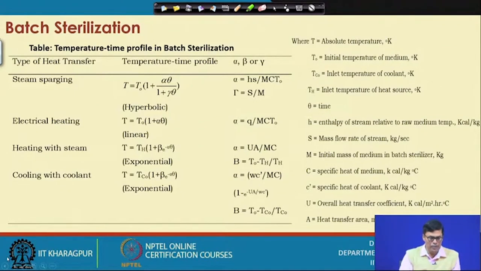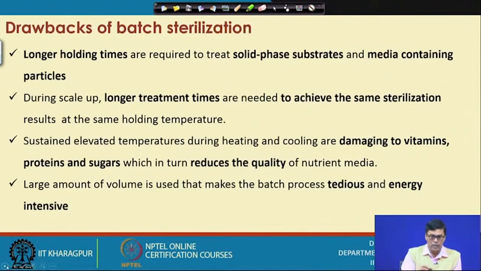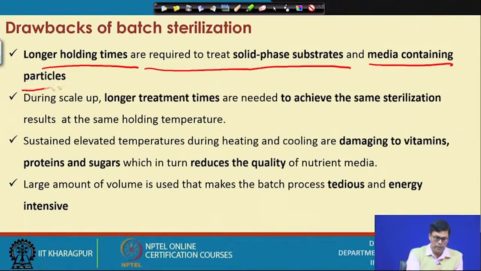Now, in case of the batch process, we have different devices, which we have already shown. One is steam sparging, electrical heating, heating with steam, cooling with coolant. So these are different equations we can use just to calculate. Now, what is the major drawback? Longer holding time is required to treat the solid phase substrate and media containing particles.